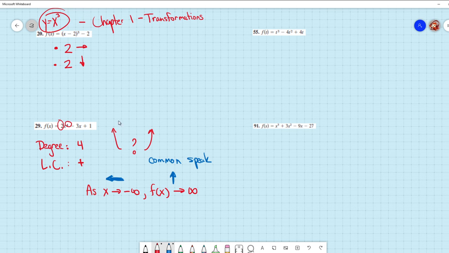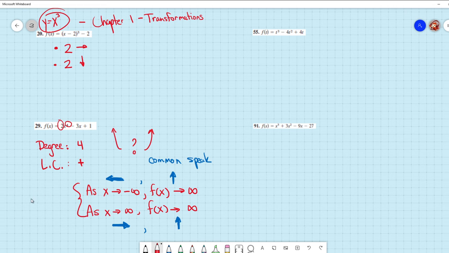Okay, that's this end behavior. I need to describe both. Now what happens on this side? Oh, okay. As you go in the other direction, as I go to the right, f of x also goes up, like so. That's what these are saying. So common speak in blue, that's what this all together in red is saying.